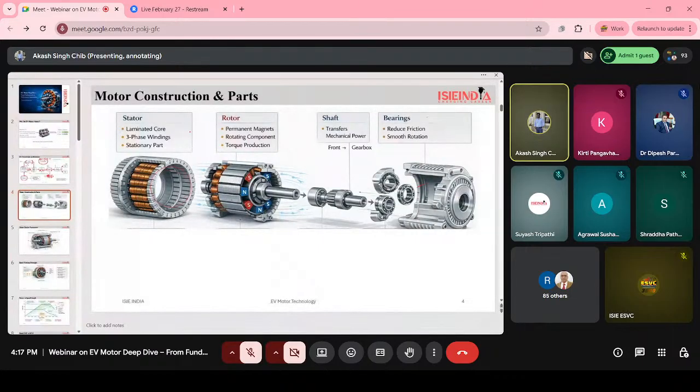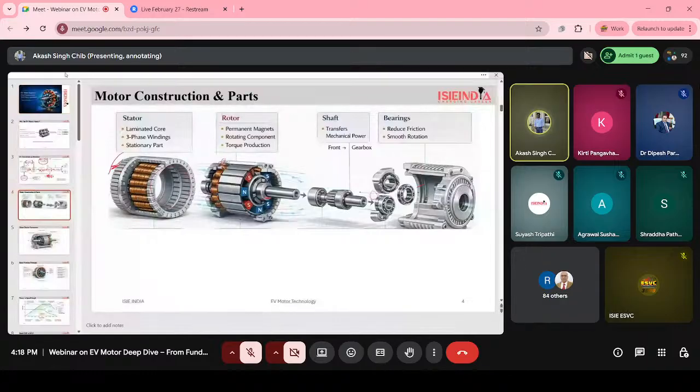Now let's see the motor construction part. To understand how a motor works, first we must understand its parts. You can see here is the stator, and this one is the rotor part. Basically, the stator is the static part in the motor which does not rotate, and the rotor is the rotating part. Then comes the shaft inside the motor, which is fixed with the rotor, and the bearings.